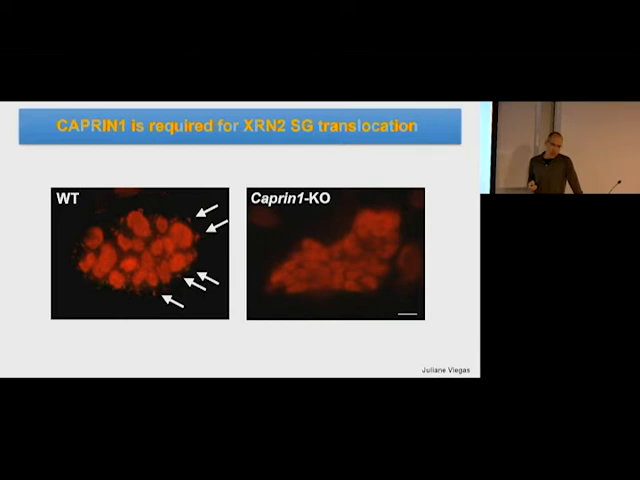And what was even more striking is that in the copperin-1 knockout cells, XRN2 is maintained in the nucleus. So copperin-1 is required for the exit of XRN2 from the nucleus into these stress granules. So it seems that copperin-1 and XRN2 are somehow involved in this RNA degradation pathway that operates in early embryonic stem cell differentiation.